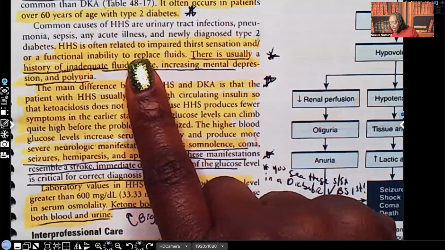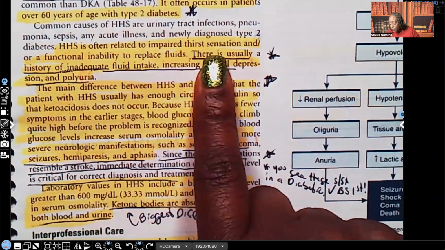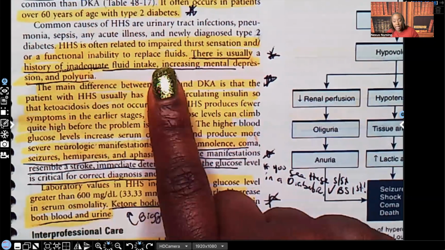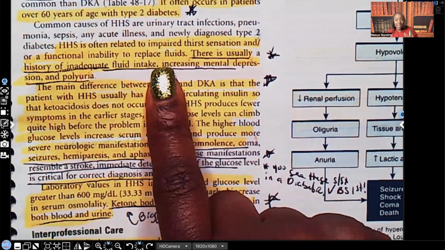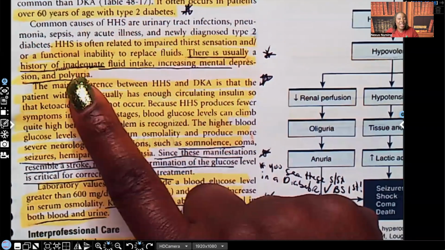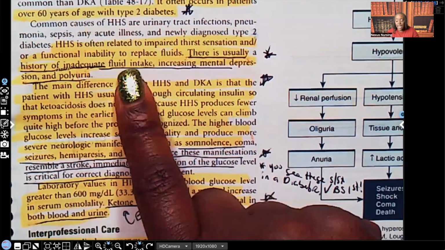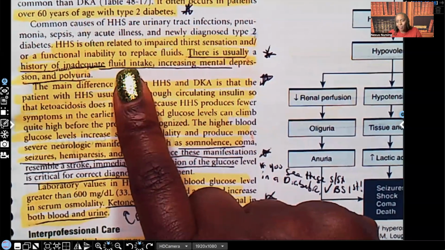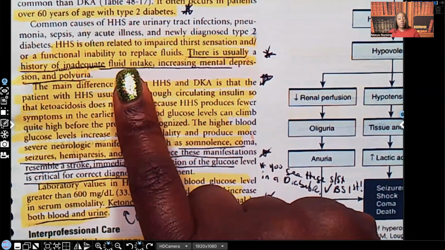HHS is often related to impaired thirst sensation and or functional inability to replace fluids. Remember, this patient's at high risk for dehydration. There's usually a history of inadequate fluid intake. Let me stop right there. What is something we know about the geriatric population? They lose their sense of thirst.